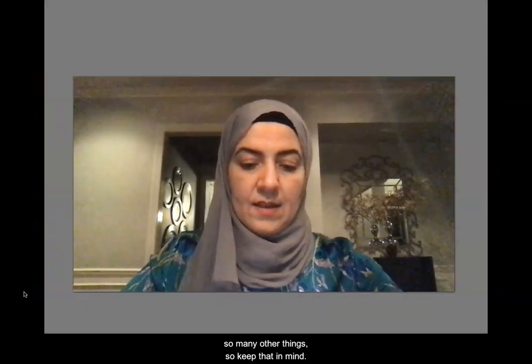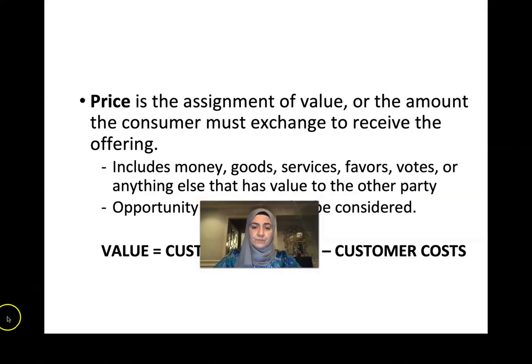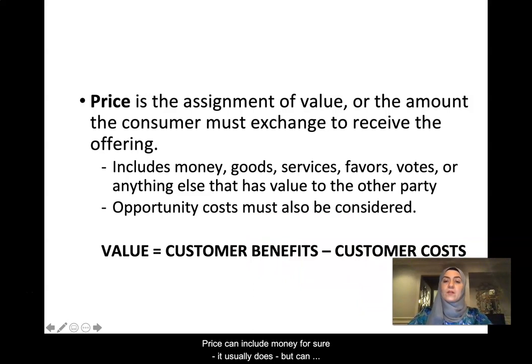Now, when I say price, immediately we think of money, right? We see dollar signs in our head. But price can be made up of so many other things. So keep that in mind. Price can include money for sure, it usually does, but it can also include goods, services, or favors in a barter situation. It can include votes if your offering is a politician or someone who is running for office. Anything that has value to the other party, to the marketer.